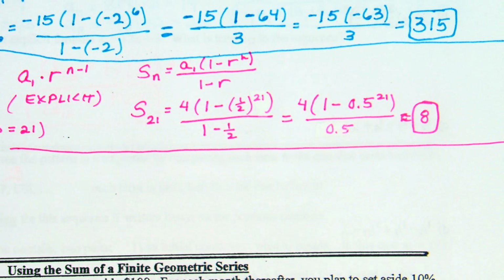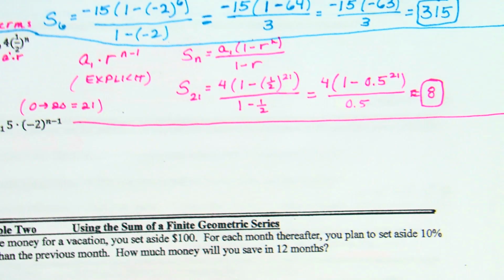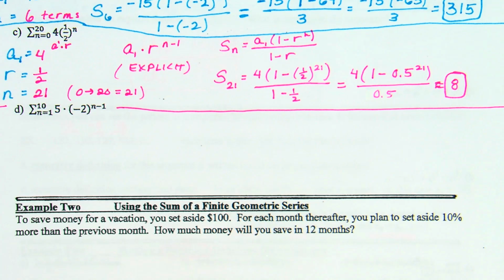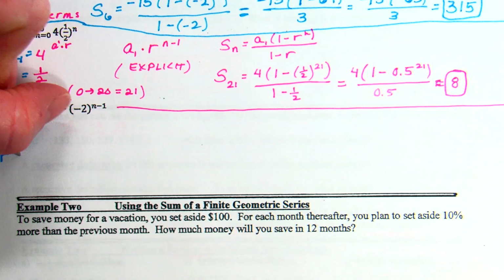Okay. D. Have you started D? The sum from 1 to 10 of 5 times negative 2 to the n minus 1. Okay. You need to identify some information. I need A1, I need R, and I need N. Can you tell me any of that information?